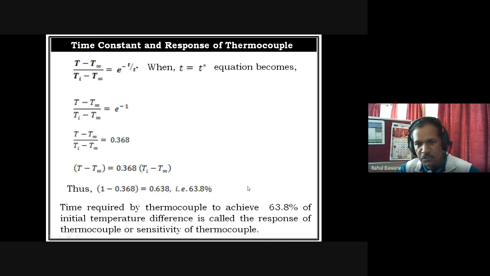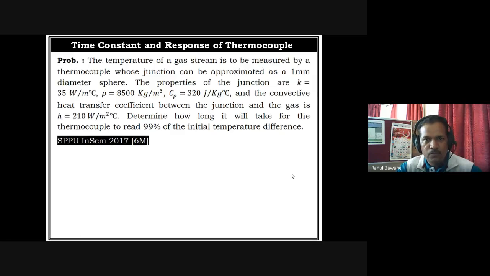So what is the response of a thermocouple in percentage? A thermocouple is said to have responded to your fluid when it acquires 63.2%. But 63.2% of what? Of the initial temperature difference. So let us see one numerical based on this. It was asked in a university exam in 2017 for 6 marks.